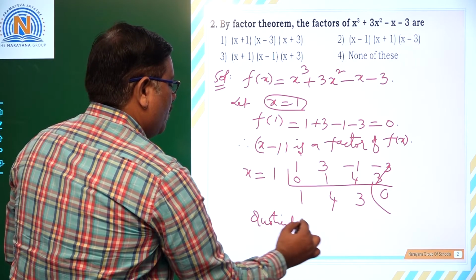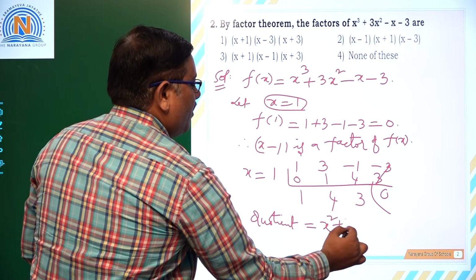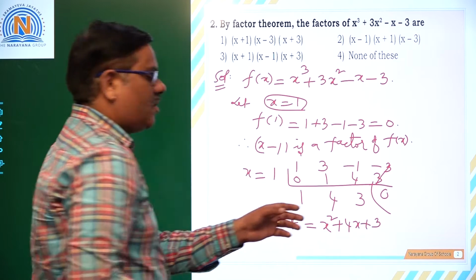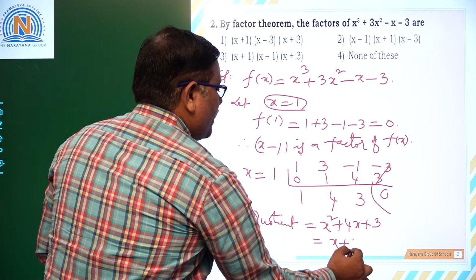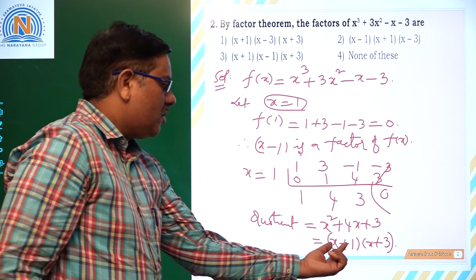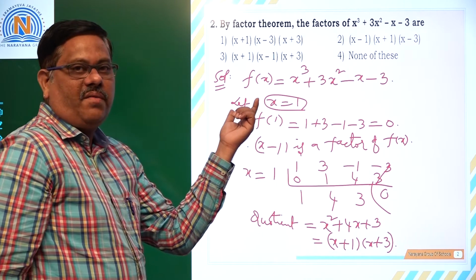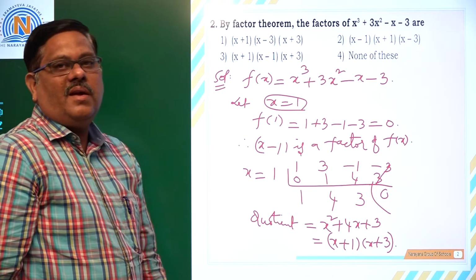Quotient is going to be x square, x and constant. So x square plus 4x plus 3. Now it is a quadratic polynomial. Easily we can factorize it. This can be written as x plus 1 times x plus 3. Okay, so these are two more factors of f of x. One factor is already x minus 1. Other two factors are x plus 1 and x plus 3.